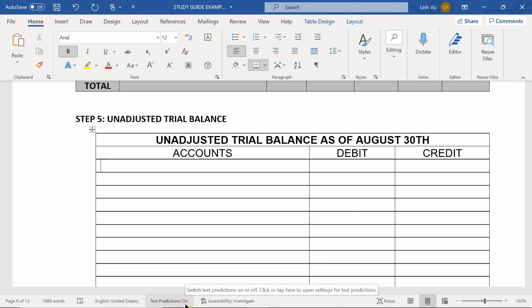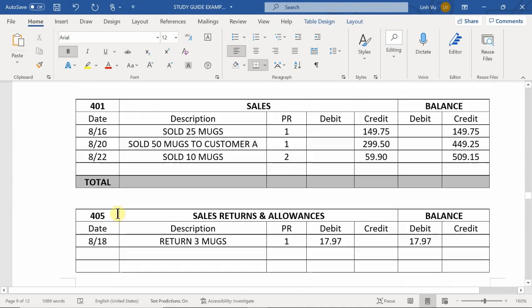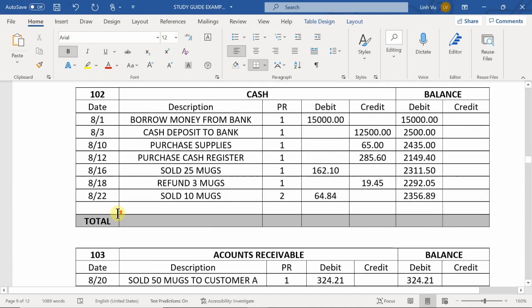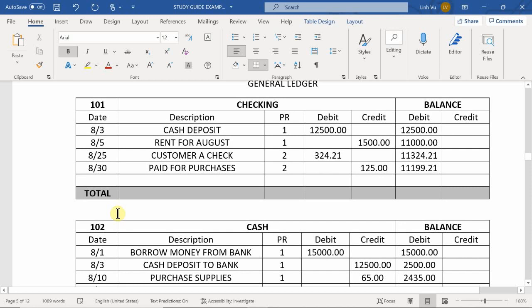So in this case, what do I have to do here? How do I complete an unadjusted trial balance? We go to the ledger and we start with the account, from the very first account. What first account do we have here? Okay, for the first account, we have checking. Checking for how much?